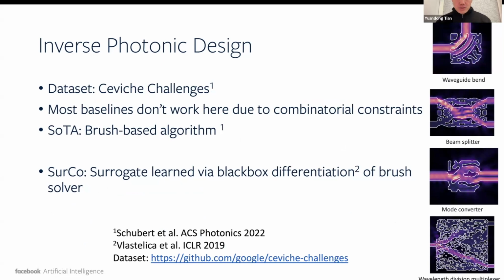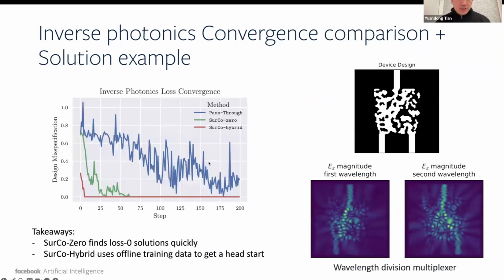We ran multiple tasks in this design problem. What you see here is that our approach gives a much smoother convergence curve towards zero, which is satisfactory compared to existing approaches like the pass-through rate. So this is in some sense showing the power of these combined approaches.